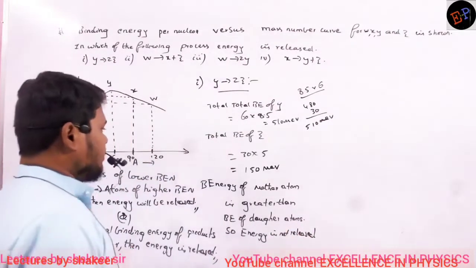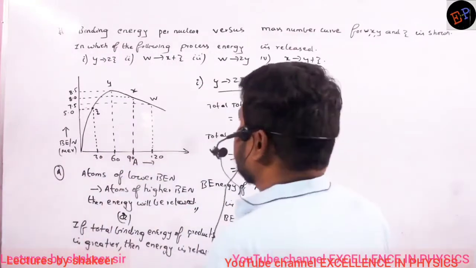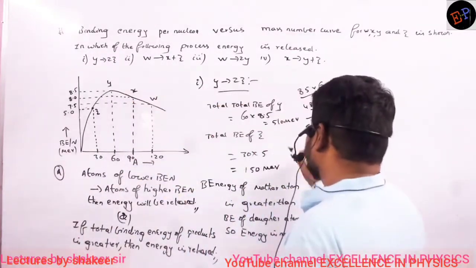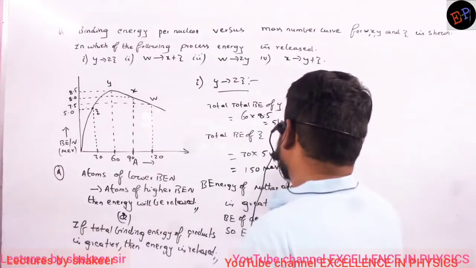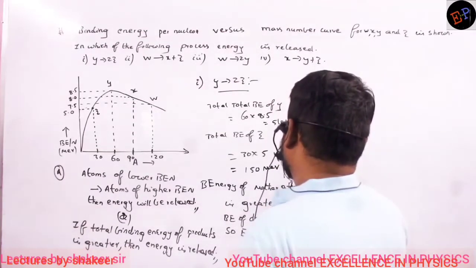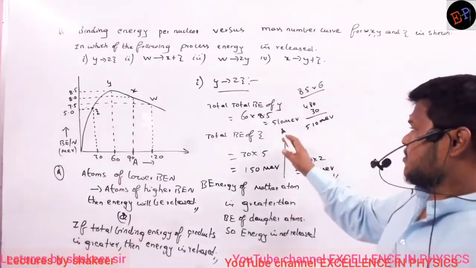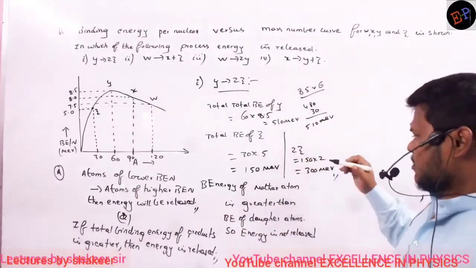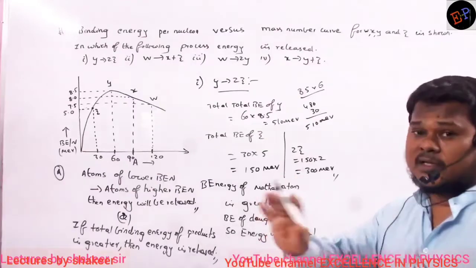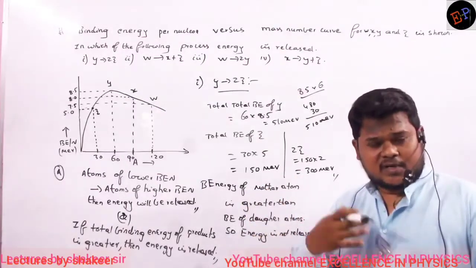Which one? 2Z is given. Very good. 2Z is given. We have done only for 1Z. So for single Z it is 150. For 2Z it is how much? 150 into 2. So it is 300 million electron volts. Are you able to understand? Even then it is 510 and 300. So 510 is greater than 300. So energy is not released in this process, but energy should be absorbed in this process.